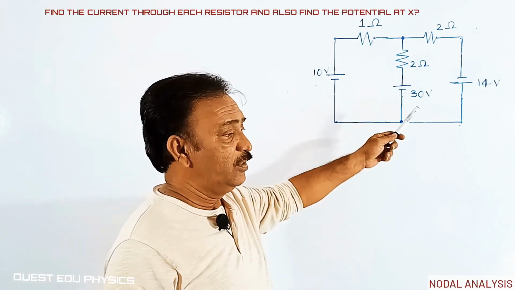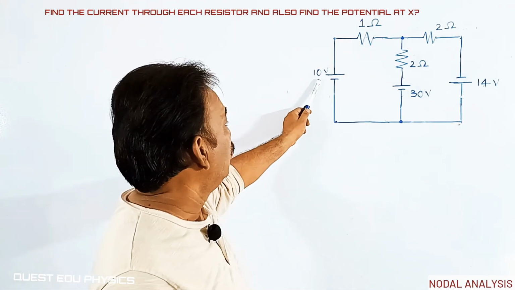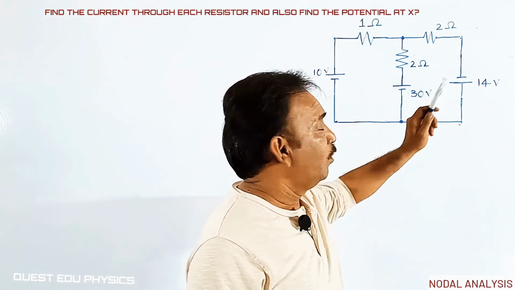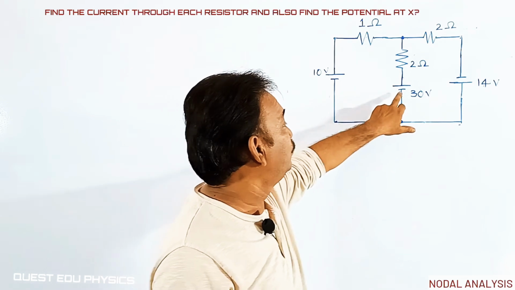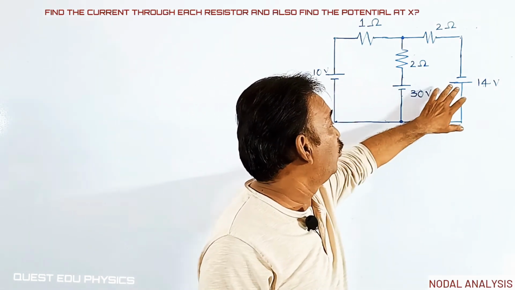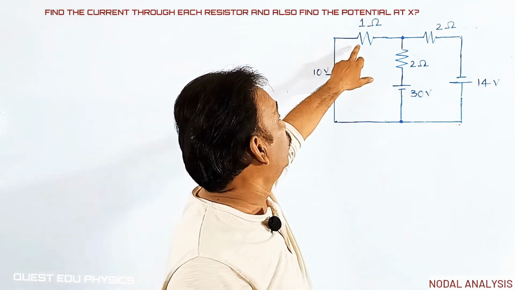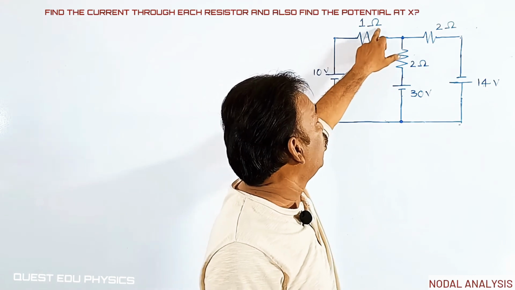Here is a circuit which is given. In this, we have three cells. They have different potentials: 10, 30 and 14. And also we have three resistors here, 1 ohm, 2 ohm and 2 ohm.